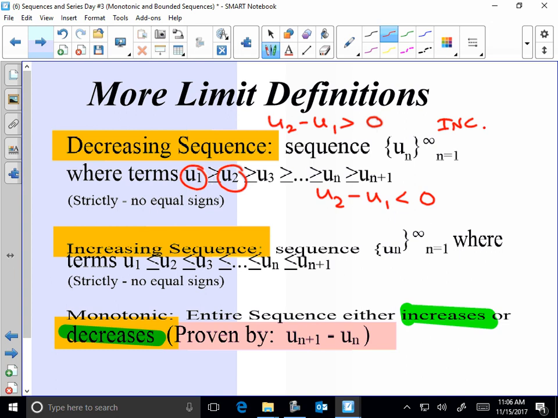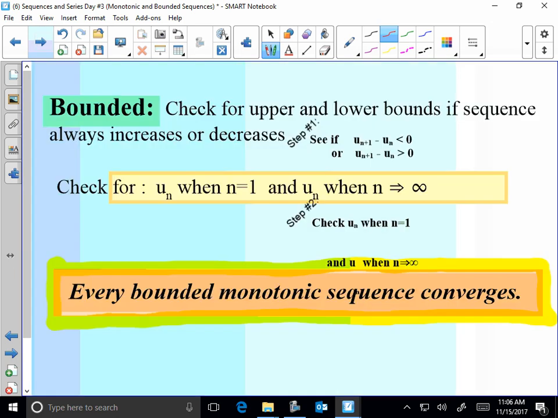If it's always increasing or always decreasing, we call it monotonic: monotonic increasing or monotonic decreasing. So all I'm going to do is take a term and subtract the term before it. Now, in order to check for boundedness, we have to check for 2 things. First, is it increasing or decreasing monotonically? And does it reach some kind of limit as n goes to infinity, which is what we just did yesterday.